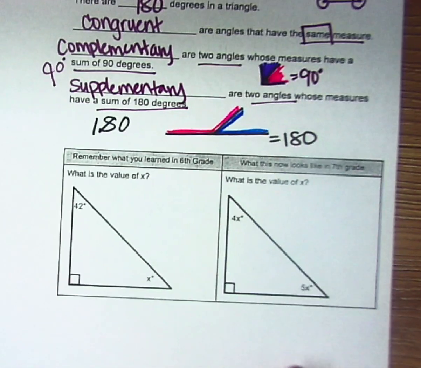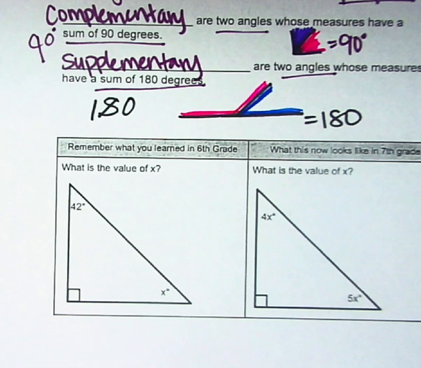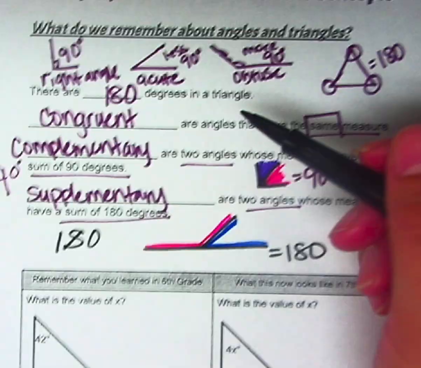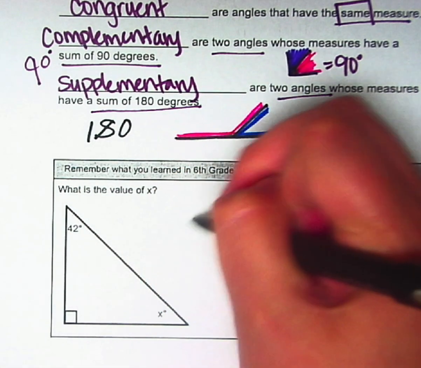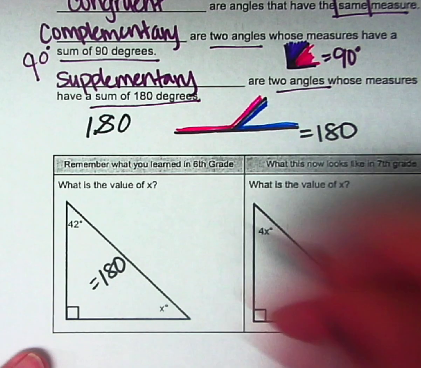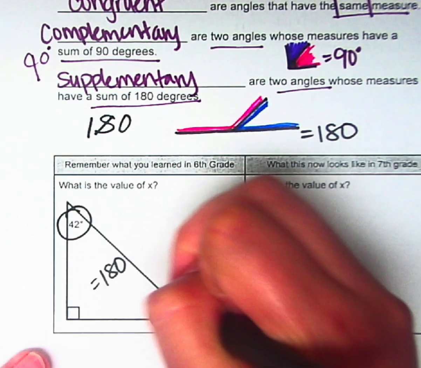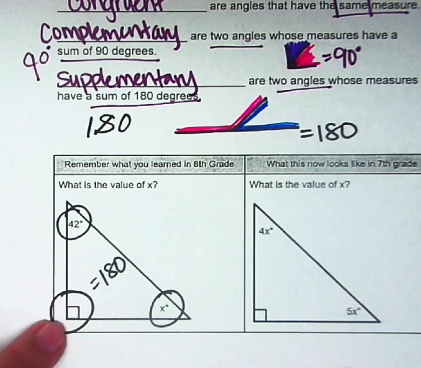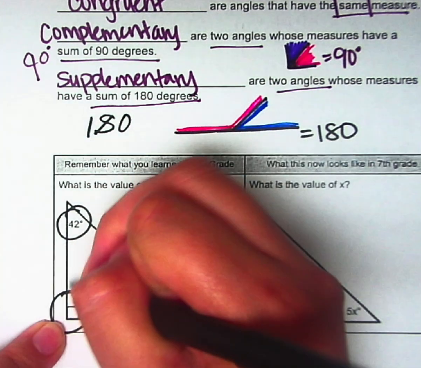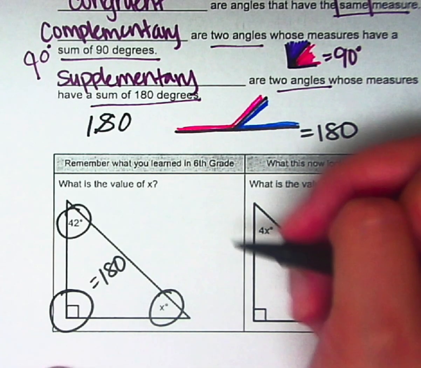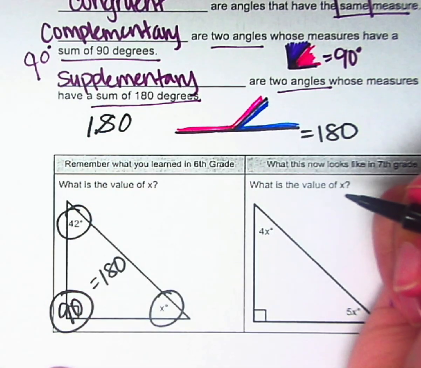So in sixth grade, it asks you to find what is the value of x. Well, I remember that a triangle is equal to 180 degrees. So this triangle is going to equal 180. I need to see my angles. All of my angles are going to add up to 180. But this angle right here doesn't have a number, does it? Well, we know since it has a box, that angle is a right angle, which equals 90 degrees. So we're going to write 90 in there.